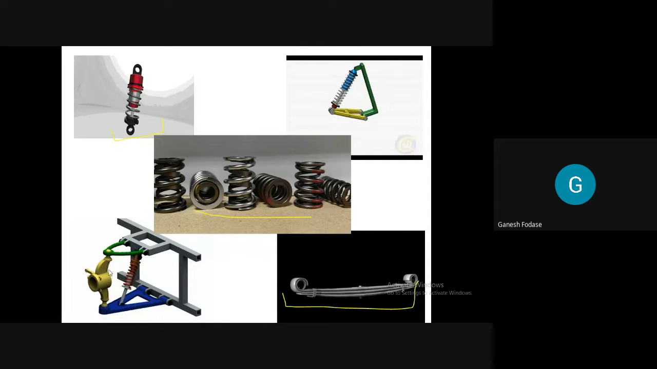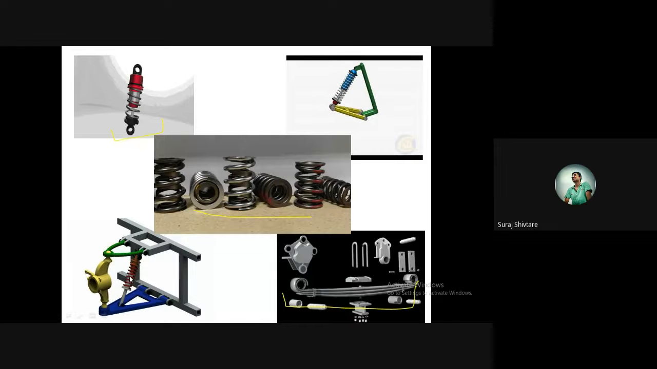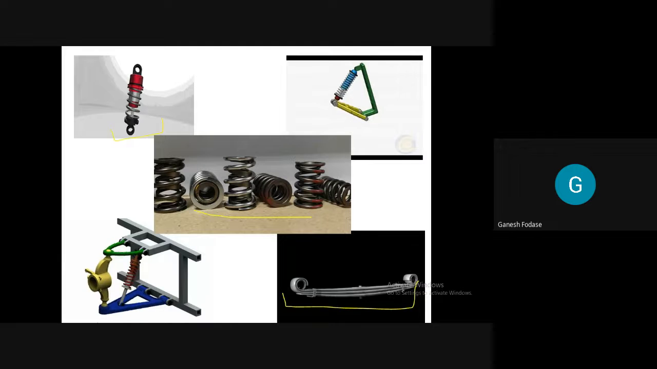This one. What is this basically? This animation. Sir, MacPherson strut. MacPherson strut, okay. Wishbone type. Okay, this is called wishbone type suspension, and this was used in two-wheelers. You can see there are different applications of springs.